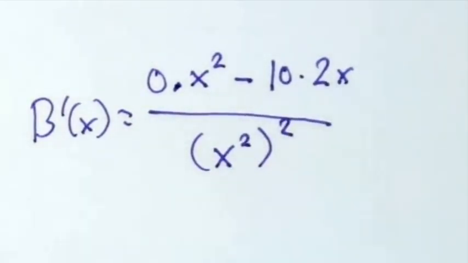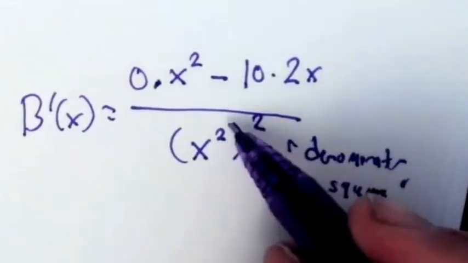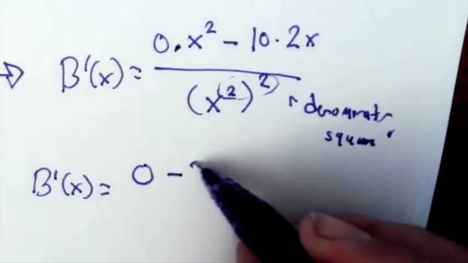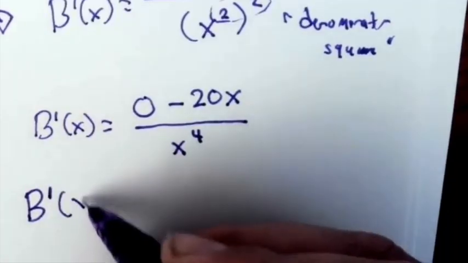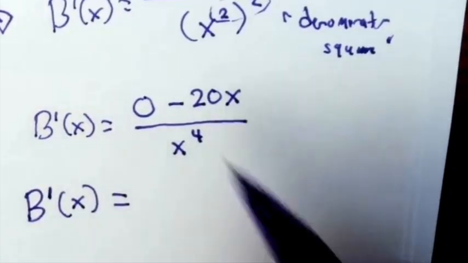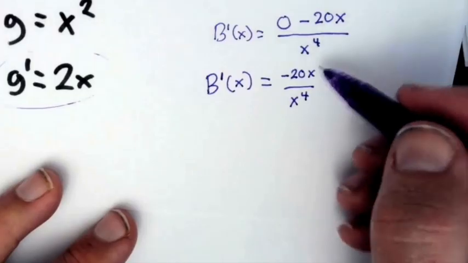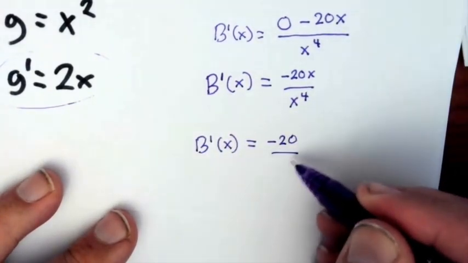So this is really, really silly. But I imagine a person walking through a place called denominator square, and they have to go down into it. So they go down and they walk through denominator square. So I remember the denominator is squared. And so x squared squared, I would want to clean up a little bit. 0 times anything is 0, minus 20x all over x to the 4th. So b prime of x is 0 minus 20x, which is just negative 20x over x to the 4th. And then finally, b prime of x is equal to negative 20 over x cubed.